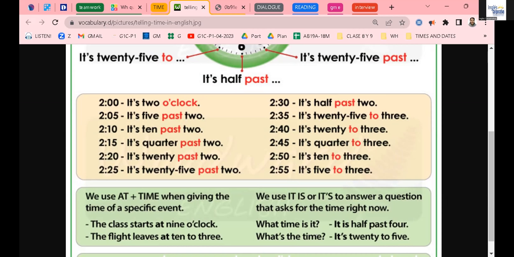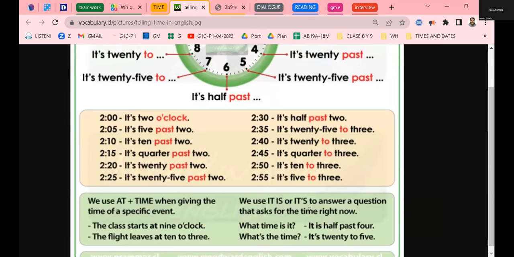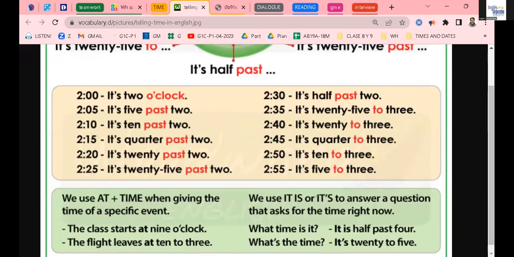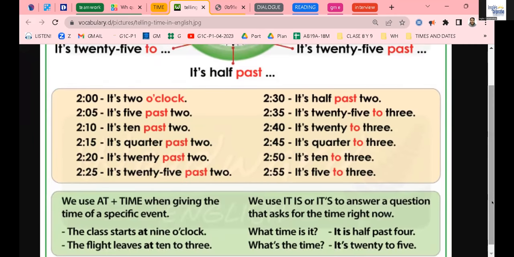Or it's 2:55, for example. And the answer, it's, it is 4:30, or what's the time? It's 2:05. Okay, entonces ahí pueden utilizar ustedes tanto contracciones o no, it is or it's. It's 2:05. So I prefer to use the contractions, and that is a little bit easier for us, right, to say that. Okay, any question about it?